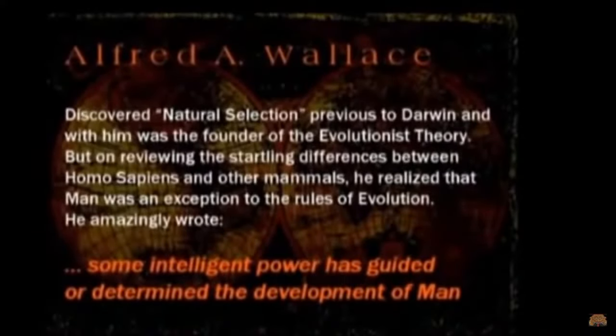Alfred A. Wallace, no less, the co-founder who discovered natural selection previous to Darwin, and with him was the founder of the evolutionist theory. But on reviewing the startling differences between Homo sapiens and other mammals, he realized that man was an exception to the rules of evolution. He amazingly wrote, "Some intelligent power has guided or determined the development of man."